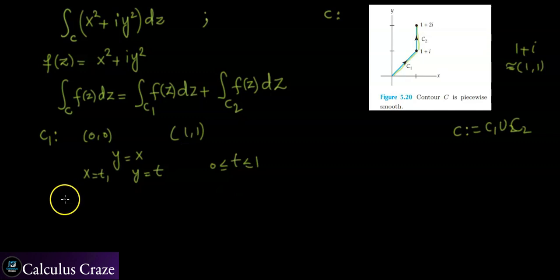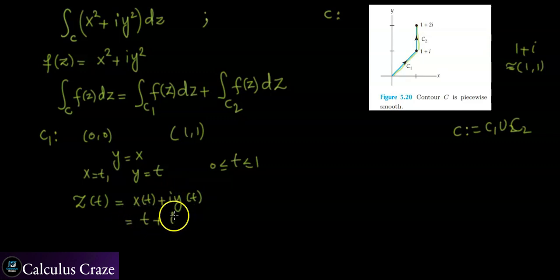So of course we also know that this parameterization can be written in this form: z of t equals x of t plus iota times y of t, which can again be written as t plus iota times t. Or if you take t to be common, then you have t times 1 plus iota. So you can write your parameterization in this way. Here the value of x is t and the value of y is also t.